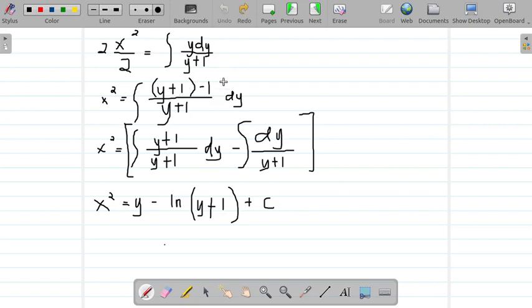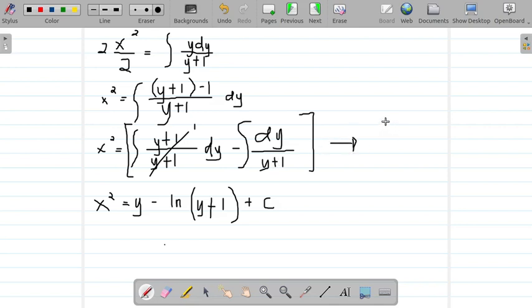So, in this equation, we can separate it right away. Y plus 1 over y plus 1 dy minus the integral of dy over y plus 1. So, x squared is equal to, the integral of y plus 1 over y plus 1 dy is just equal to 1.